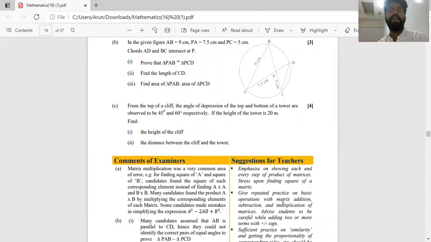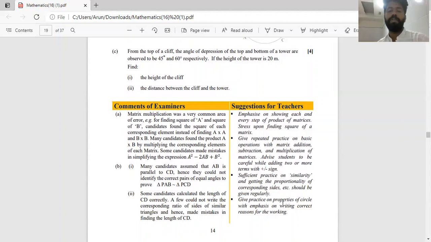Next question. In the given figure, there's a figure given, some values are given to you, some data is given. Prove that PAB is similar to PCD. So many candidates assume that AB is parallel to CD, hence they could not identify the correct pairs of angles. So unless it has been specified, you cannot take two lines to be parallel. You never solve sums using assumptions. You have to solve sums using the data that has been given to you in that particular question.